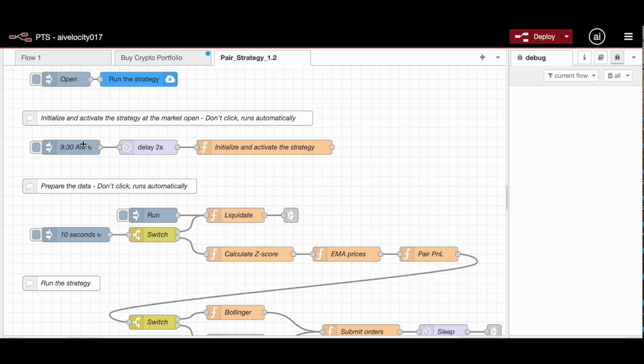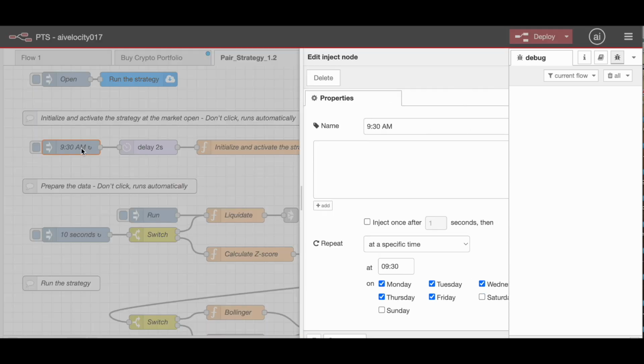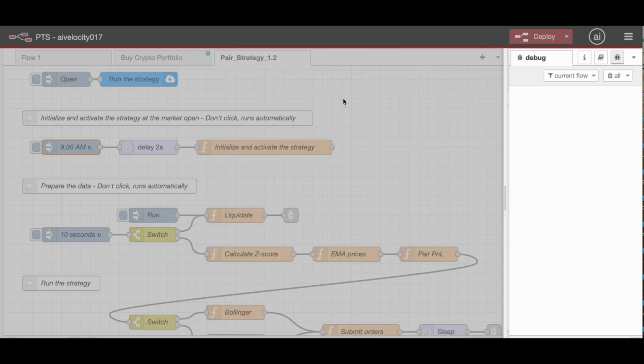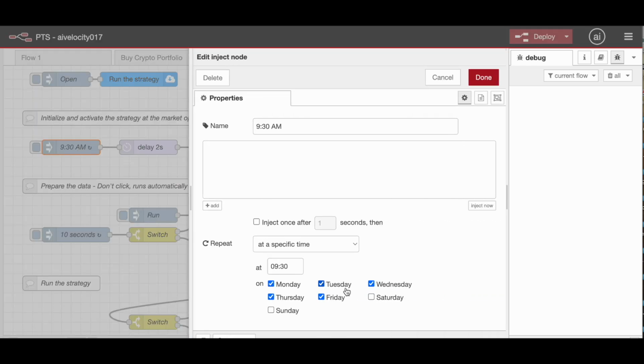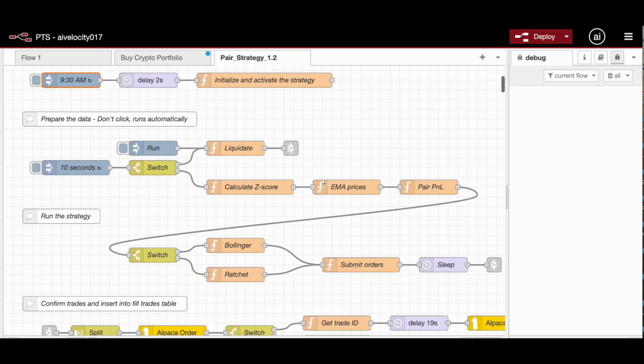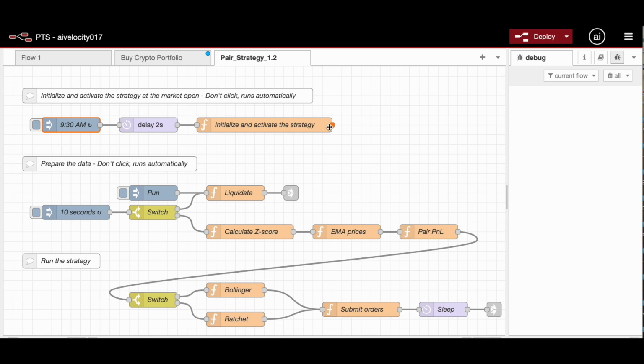And then the flow itself is set up so that at 9:30 every morning when the market opens, this flow will run. I'm not going to be able to demonstrate it now because the market is closed, but you can either click this, which would activate it right now, or at 9:30 in the morning on trading days, Monday through Friday, this will kick off. And this initializes and activates the strategy.